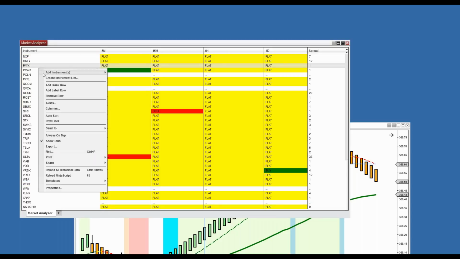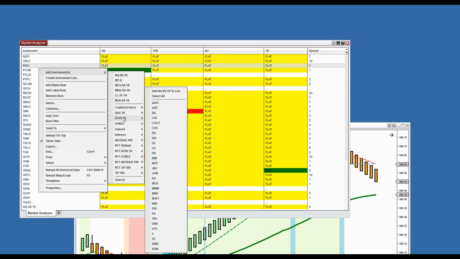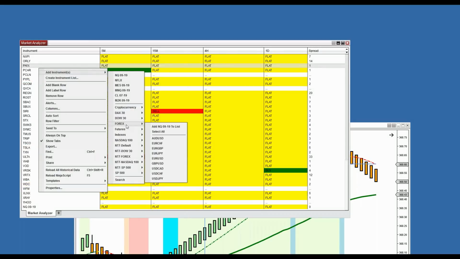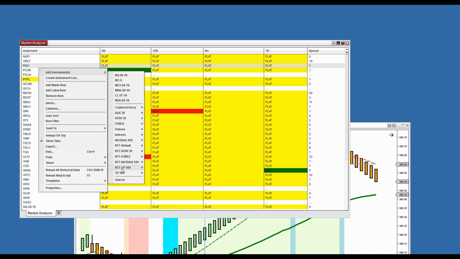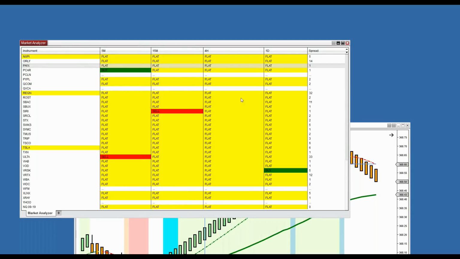All you've got to do is right click, add an instrument, and you can add them en masse. If you want to add the whole Dow 30, you can select all and add the whole Dow 30. On the Forex, you can add baskets, select all and add all these instruments. If you want to add an index, you can add an index. You can add anything you like here to help give you an idea of when you want to take a great trade. And as I said, the time frames are modifiable.